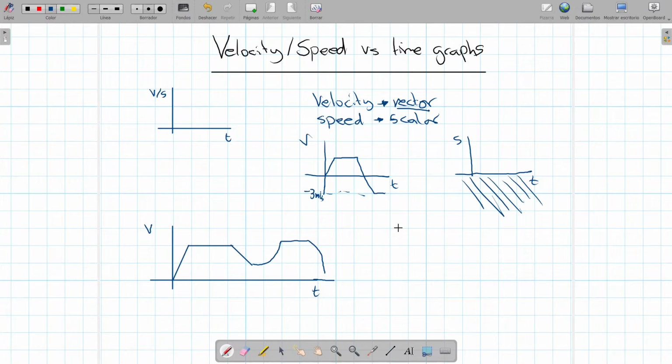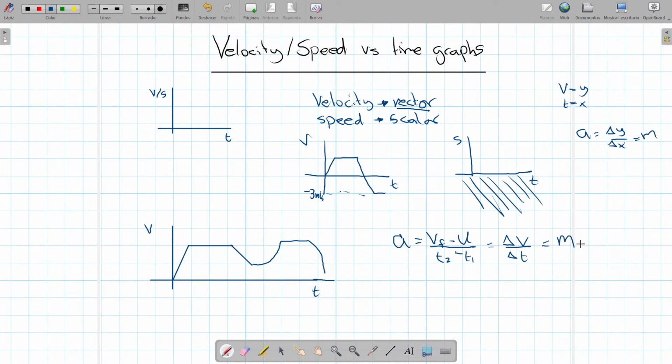Remember that the acceleration was final velocity minus initial velocity divided by the change in time. So change in velocity versus change in time. If we think that v is the y in the axis and t is the x, then we're talking about change in y versus change in x, which is a slope. So basically, the acceleration is the slope of a velocity versus time or speed versus time graph.